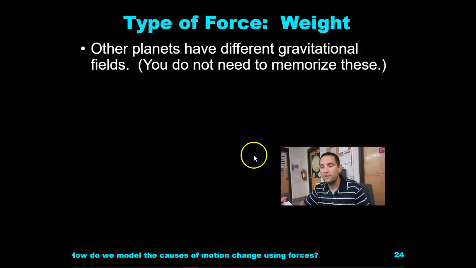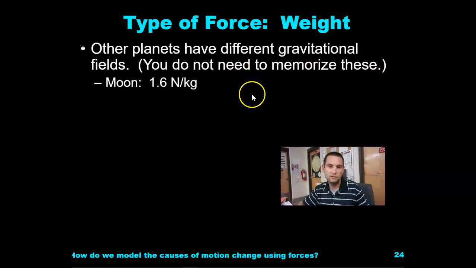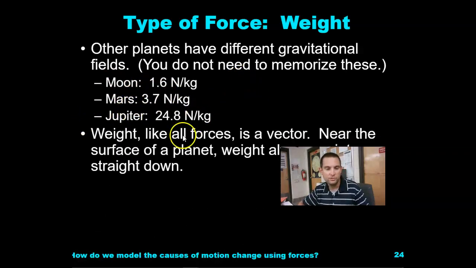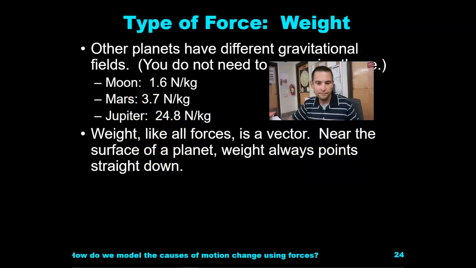Other planets have different gravitational fields. You don't have to memorize these, but here they are. The moon is 1/6 that of the Earth. Mars is 3.7 newtons per kilogram. Jupiter is 24.8 newtons per kilogram.